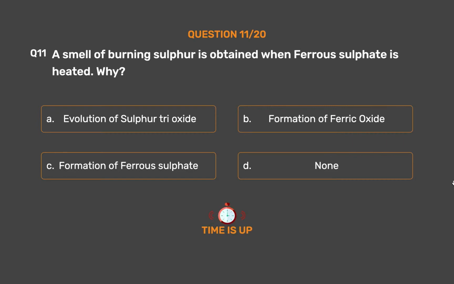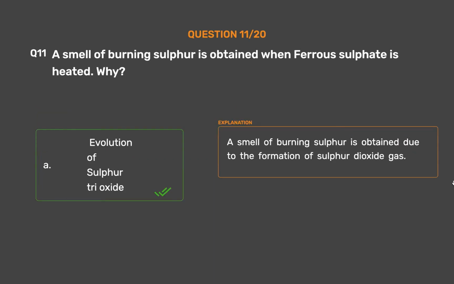The correct answer is Option A. Evolution of sulphur trioxide. A smell of burning sulphur is obtained due to the formation of sulphur dioxide gas.